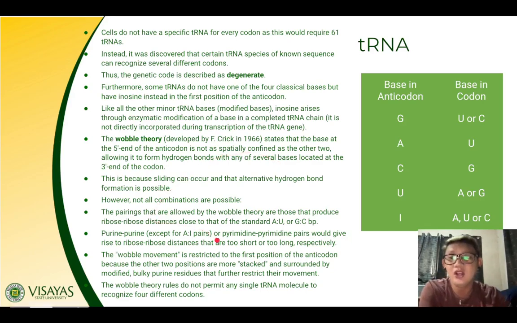However, not all combinations are possible. The pairings that are allowed by the wobble theory are those that produce a ribose-ribose distance close to that of the standard AU and GC base pair. As long as they are at the position where the anticodon loop curves around, it is allowed. But the wobble position should be at the center bases of the anticodon loop.